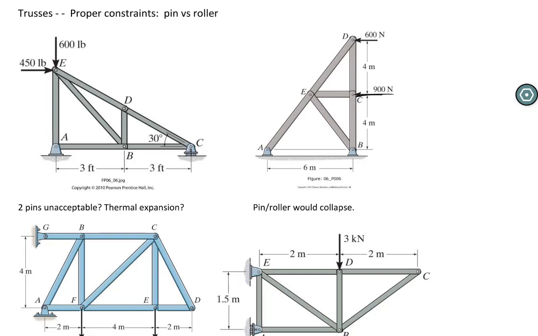Here's something you can look for. If between a pin and a roller there's a member, then you need a pin and a roller. If between them there is no member, then you need 2 pins. And logic will help you understand that.